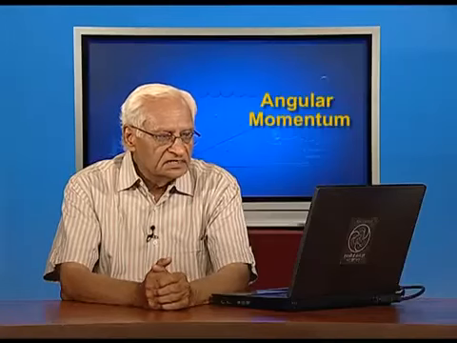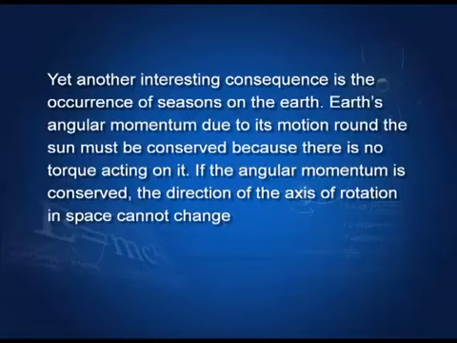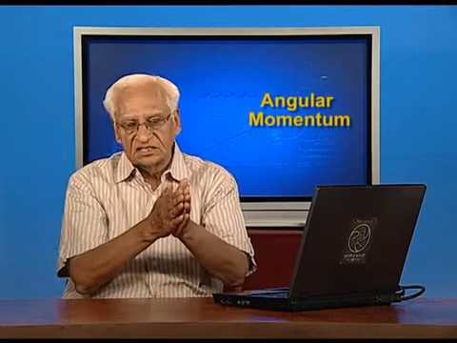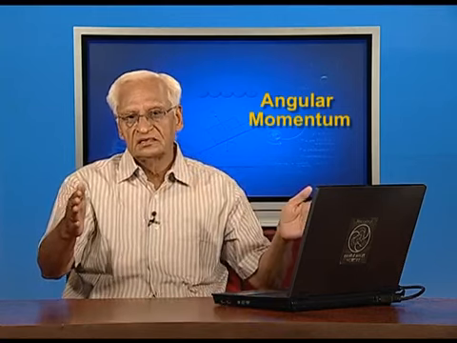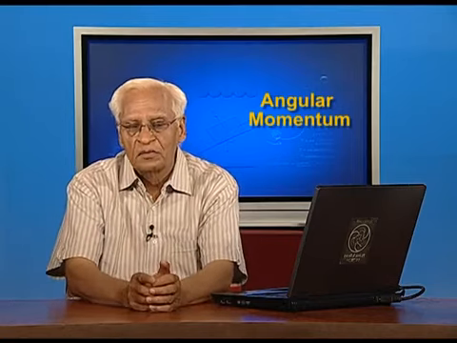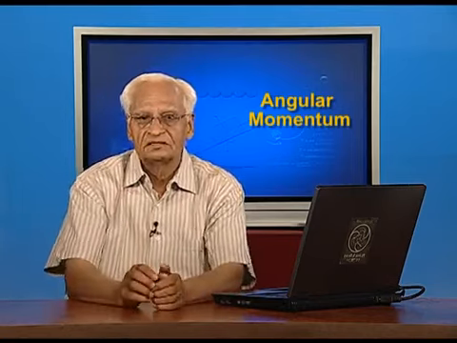Yet another interesting consequence of the conservation of angular momentum is the occurrence of seasons on the earth. You might have been told wrongly, or you might have read somewhere, that the seasons on the earth are caused by the changing distance between the sun and the earth. That is wrong, because the distance changes very slightly over the whole year. The real reason is the conservation of angular momentum of the earth.